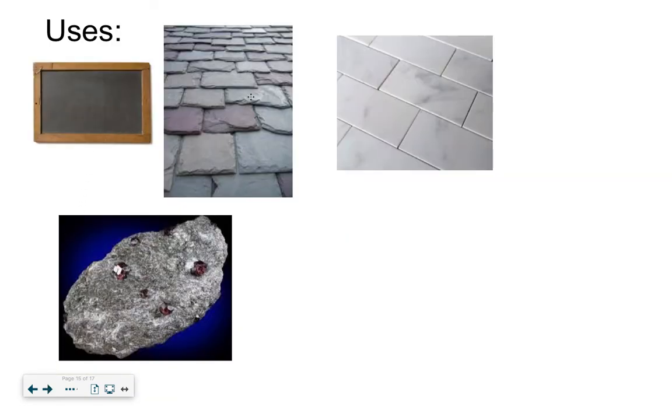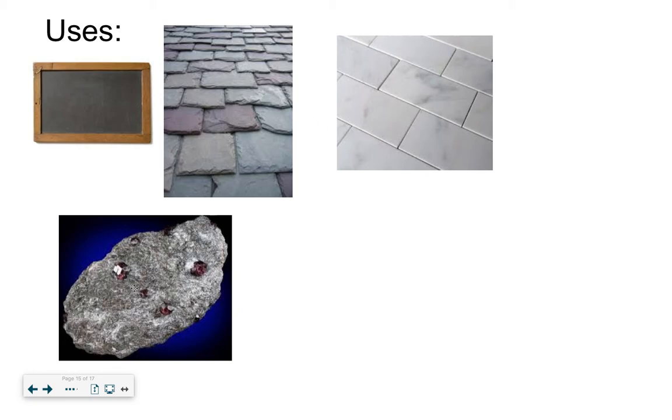Slate is used as a roofing tile, also tiles for flooring, landscaping, those kinds of things. They also used to be used in chalkboards. Marble comes in lots of different colors and patterns and is a popular choice for home use for tiles, countertops, showers. Marble can also be used for sculptures, buildings, things like that. The Taj Mahal is made entirely of white marble.